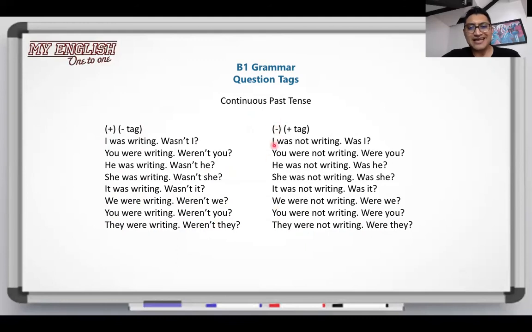Now here we have negative sentences with positive question tag. I was not writing, was I? You were not writing, were you? He was not writing, was he? She was not writing, was she? It was not writing, was it? We were not writing, were we? You were not writing, were you? They were not writing, were they?